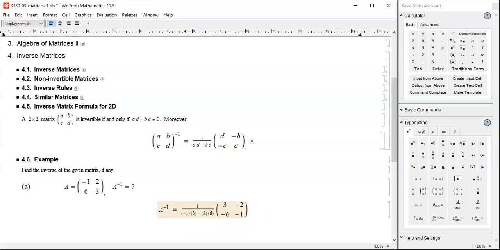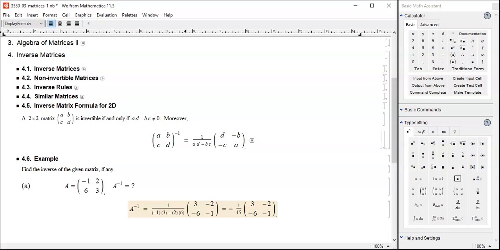Okay, this is going to be the inverse matrix. Let's simplify it just a little bit. How about this fraction? This is -3, and then 2 times 6, that's 12, minus 12. -3 minus 12, I'm getting -15. And there you go. That's the inverse matrix.